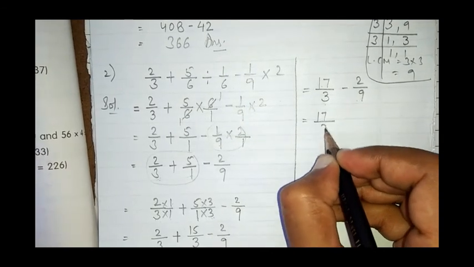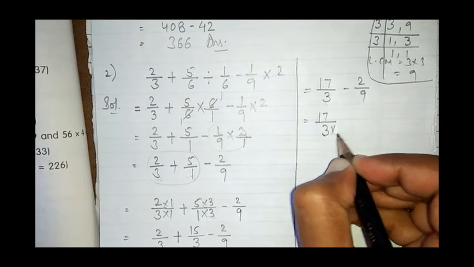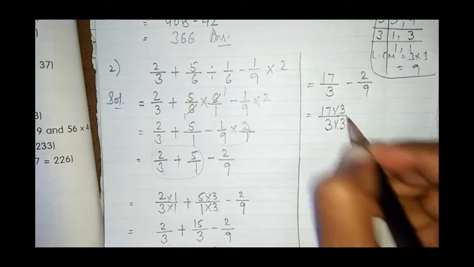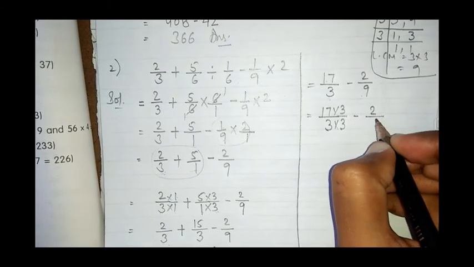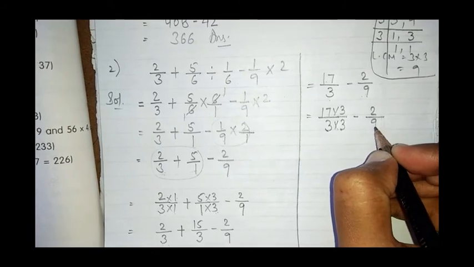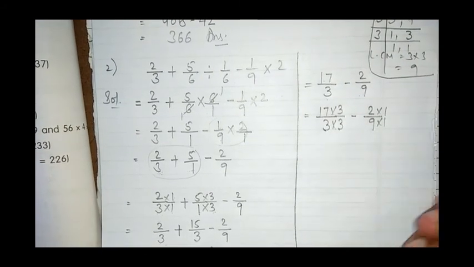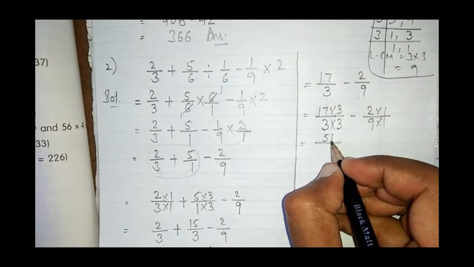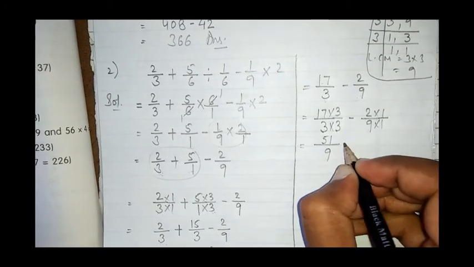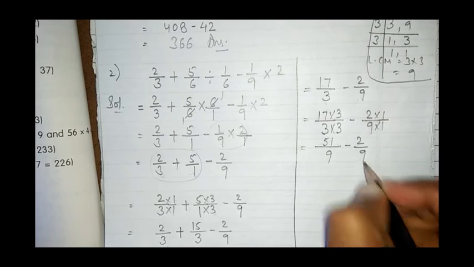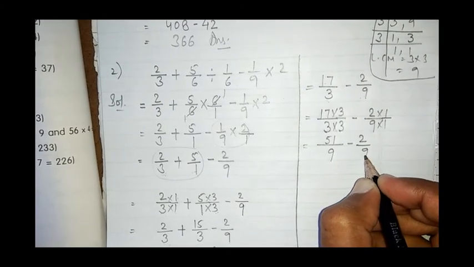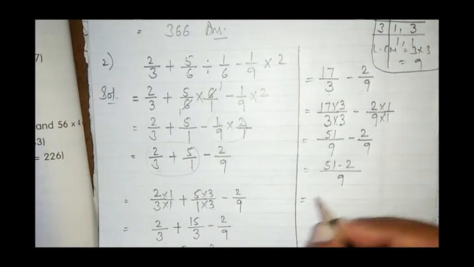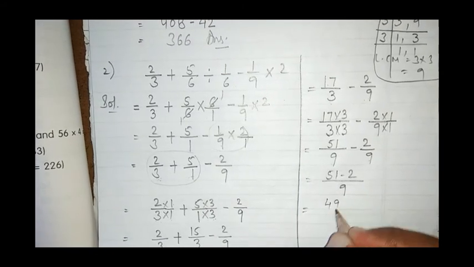Now the LCM is 9, so I have to make both the denominators equal to 9. So you know 17 by 3, if I have to make this equal to 9, I will multiply it by 3. And if I multiply the denominator by 3, the numerator will also be multiplied by 3. Minus 2 by 9 copied as it is, because its denominator is already 9, so I will multiply it by 1. Okay. Now 17 threes are 51 and 3 threes are 9. Minus 2 into 1, 2 by 9. Now you can see that the denominators are same. They are like fractions. So we can subtract the numerators. 51 minus 2 by 9. 51 minus 2 will give you 49 by 9.